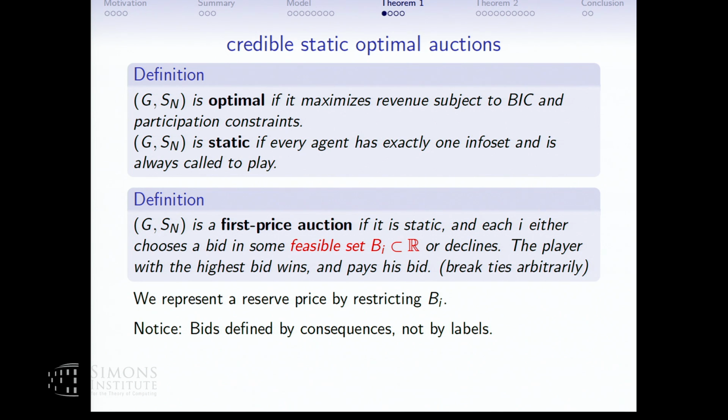Notice the bids are defined here by their consequences, not by their labels, right? So if we're running an auction where the bids are numbered 100, 200, 300, and the agreement is the highest bid wins and you pay half your bid, that's a first price auction by our definition, because by our definition, the meaning of a bid is that it is the amount that you will pay if you win after having taken that action.